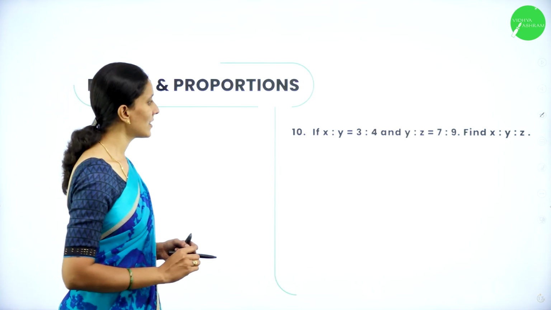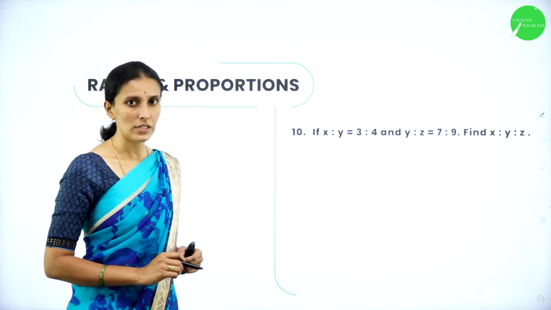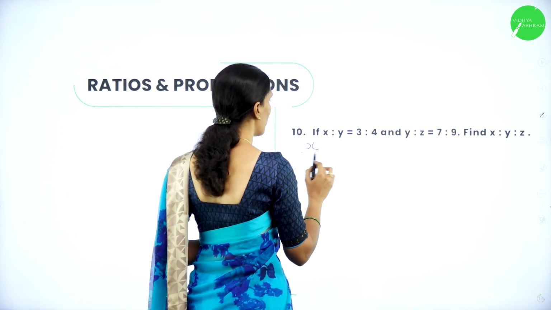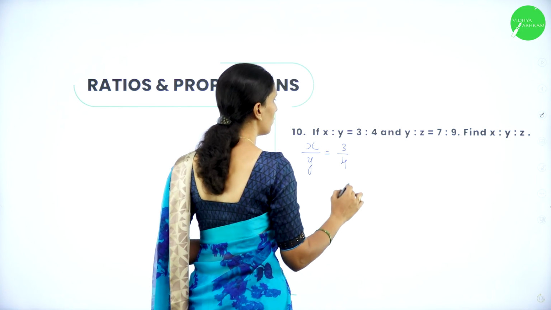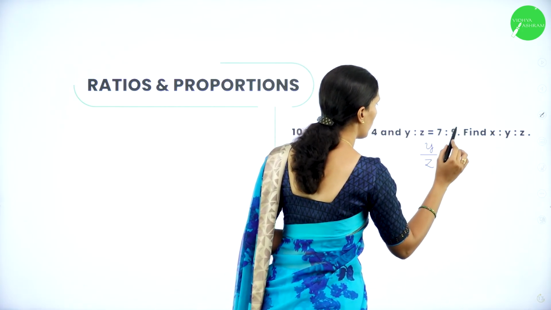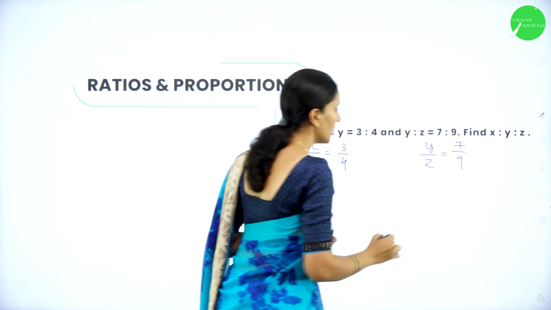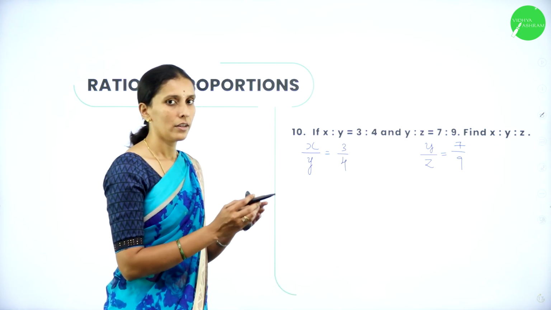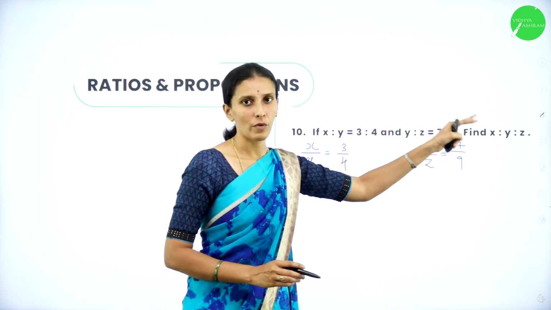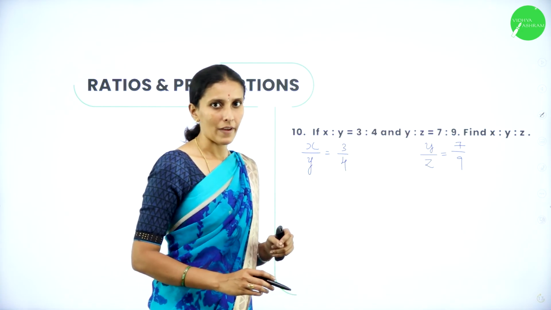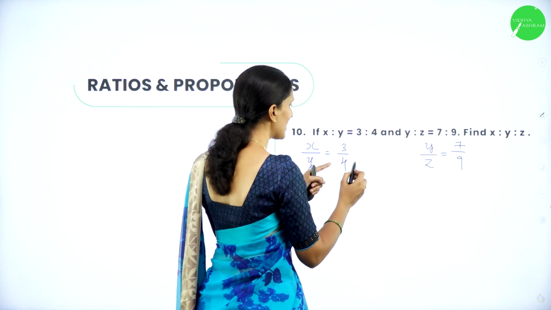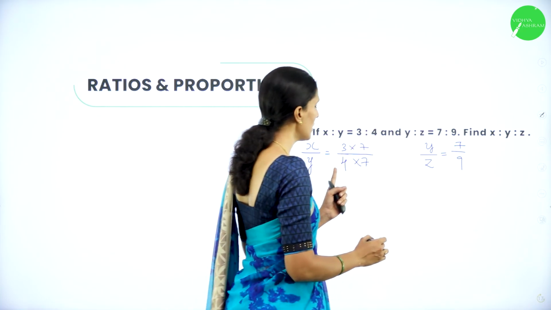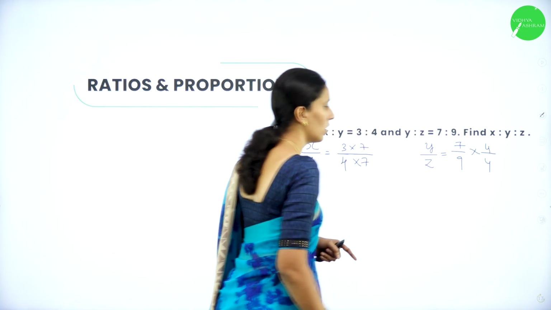Next question. If X is to Y is equal to 3:4 and Y is to Z is equal to 7:9, find X is to Y is to Z. So given X by Y is equal to 3/4, and here Y by Z is equal to 7/9. So here you can see the difference. Y is not having the same value. To write the ratio of X, Y, Z, Y should have the same value. So therefore I'll multiply 7 here. When you multiply 7 here, you should also multiply the same quantity for the numerator also. Similarly, I'll multiply with 4 to that ratio.